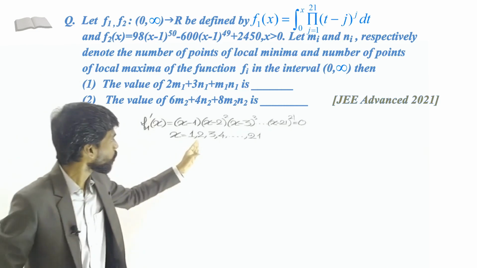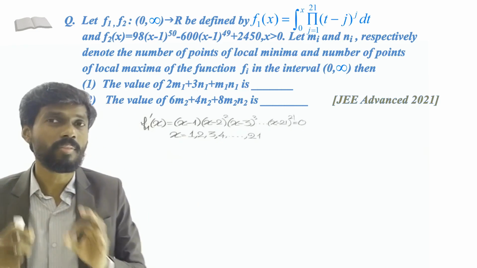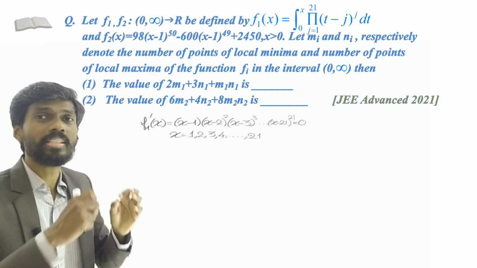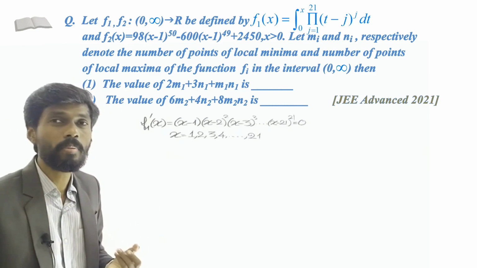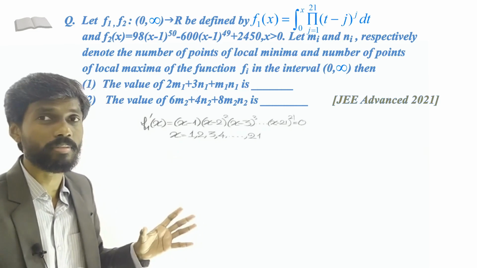How many points are there? There are totally 21 points. That means 2, 4, 6, 8, up to 20, so 10 even values. Which means in the remaining 11 values, we have either a maximum or minimum. But at how many points it is a maximum, and at how many points it is a minimum, that we have to find. Yes, let us find it.